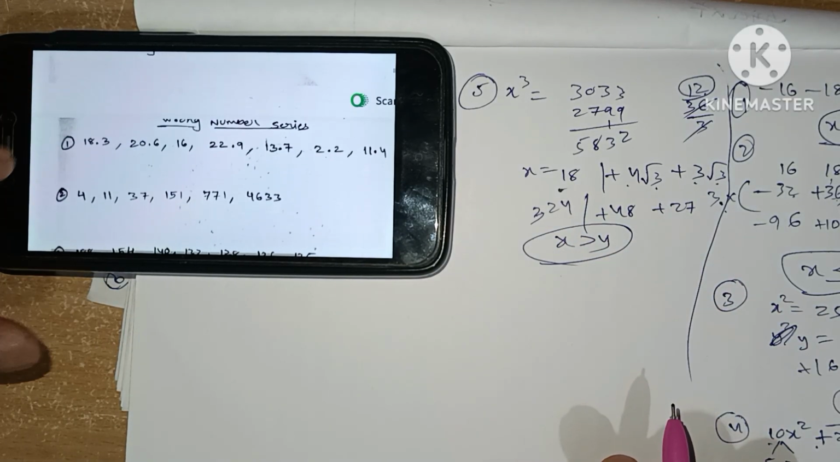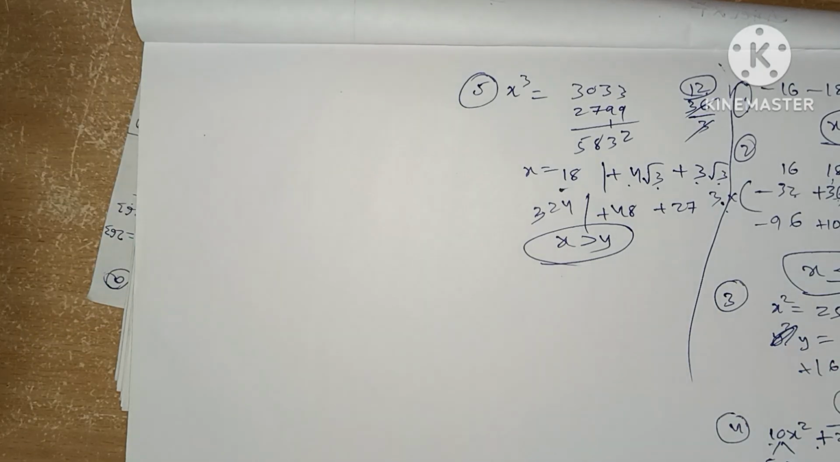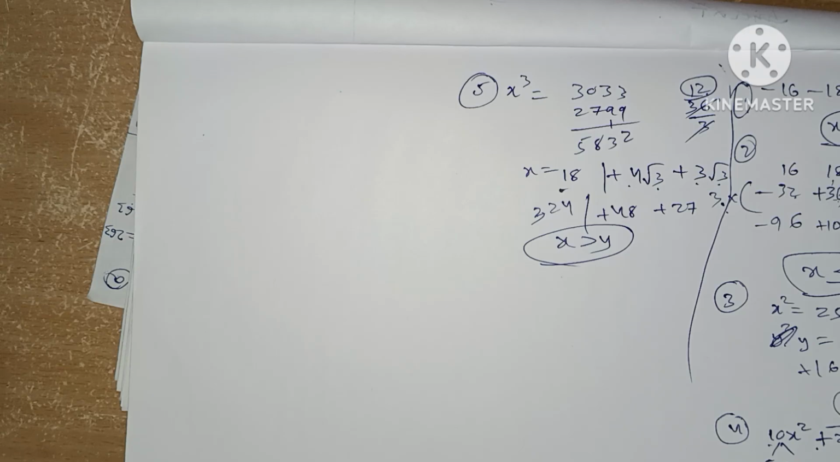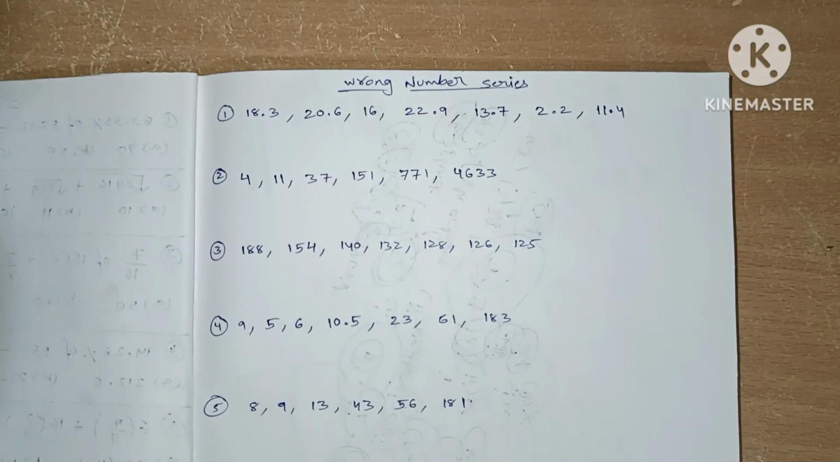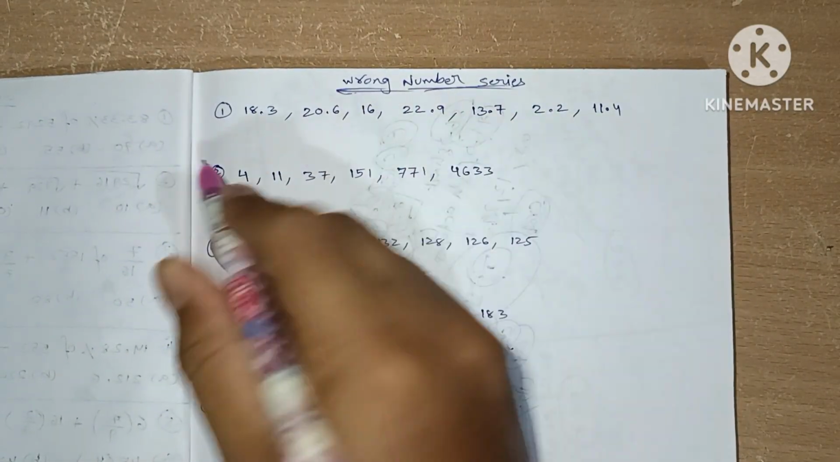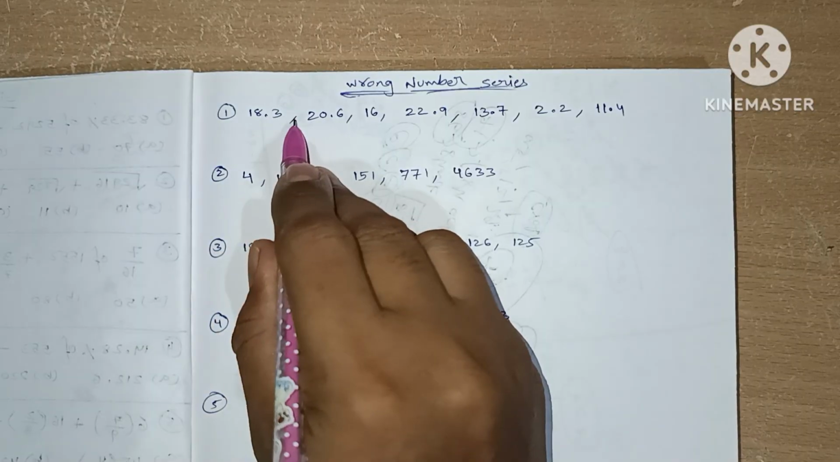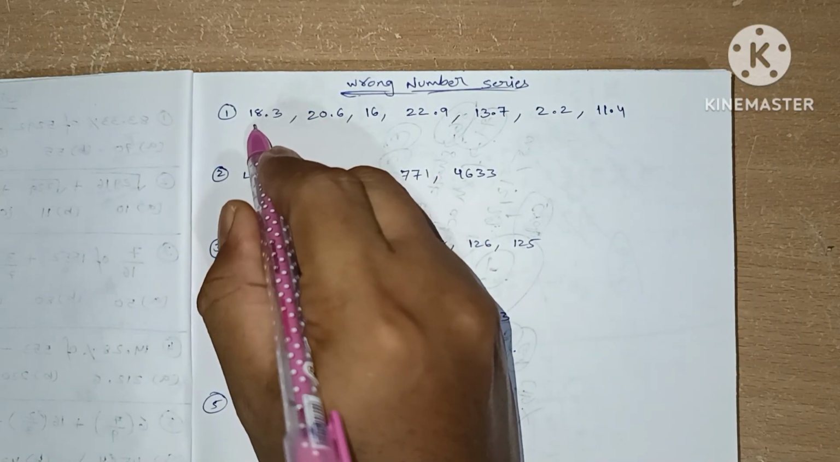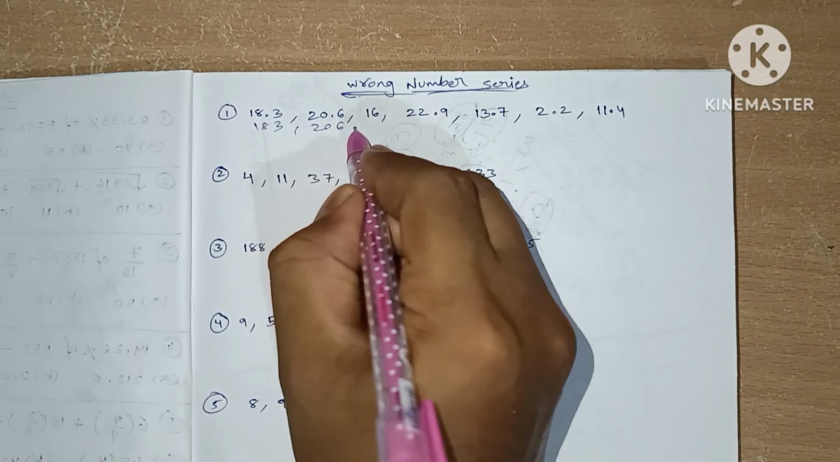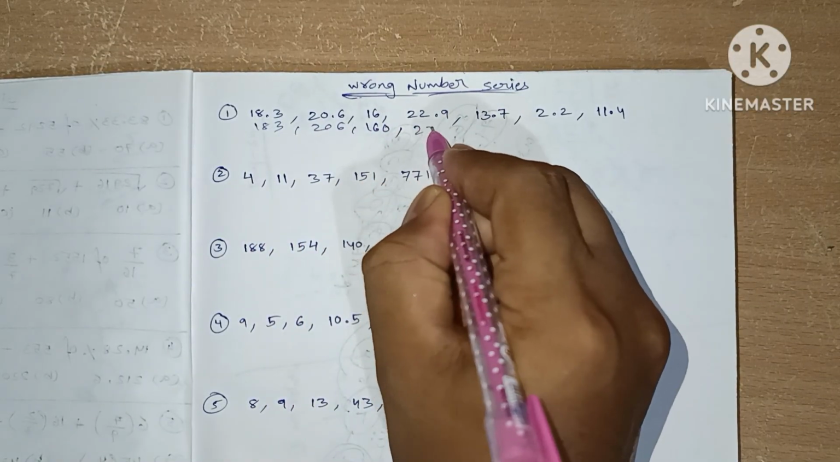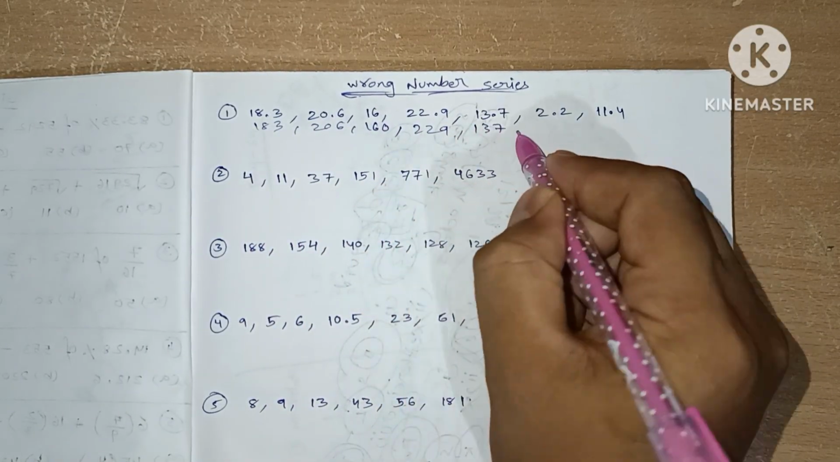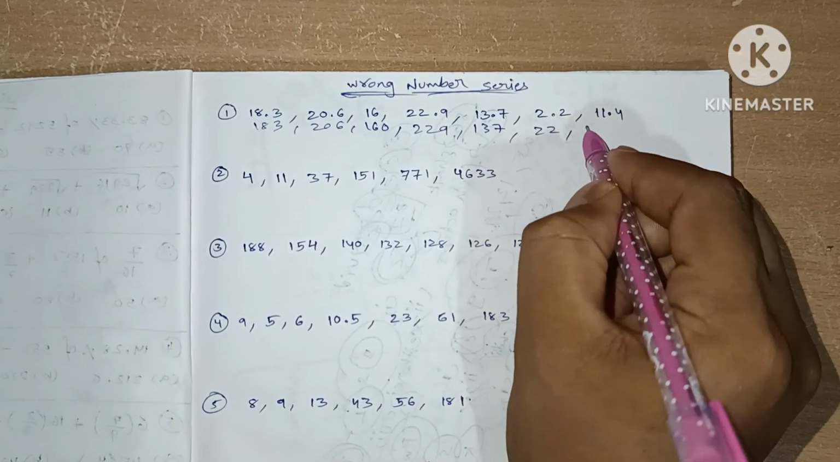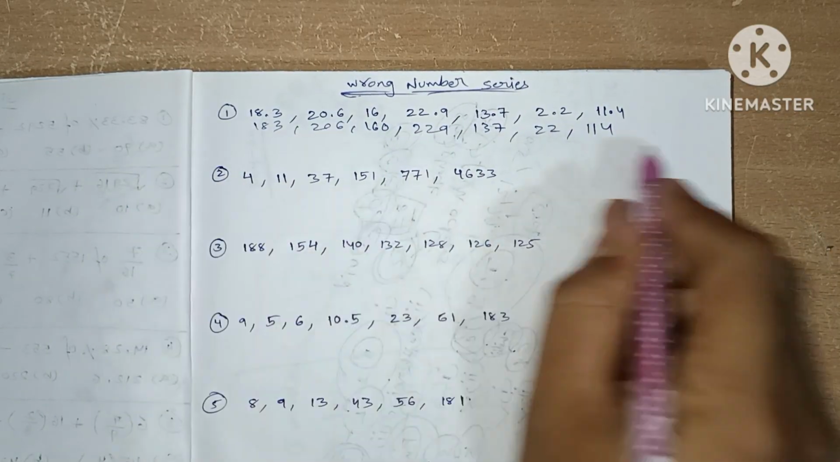Next, now we are going to deal with the wrong number series. We'll directly see the questions. So here are the wrong number series questions. First question: 18.3 and these all have decimal points. Let's multiply that with 10. We get 183, 206, 160, 229, 137, 22, 114. Okay, these are the numbers.